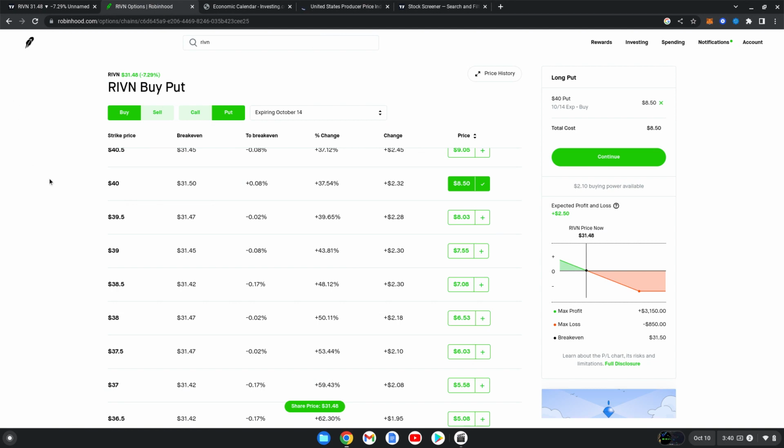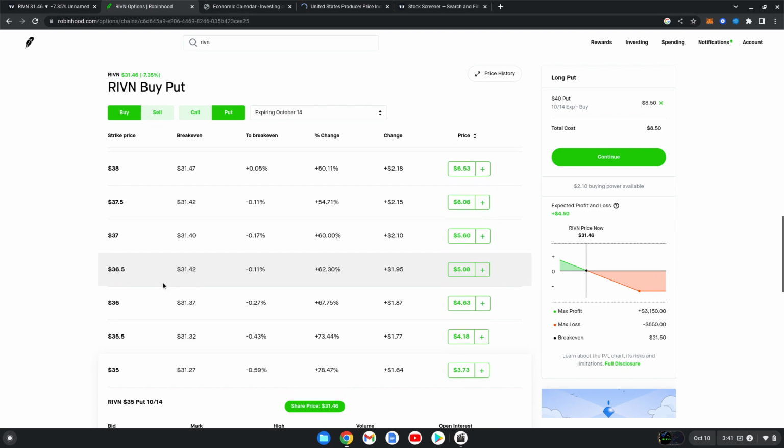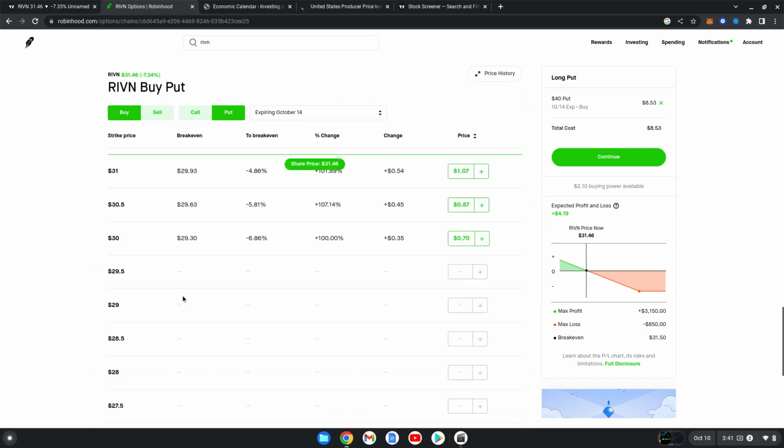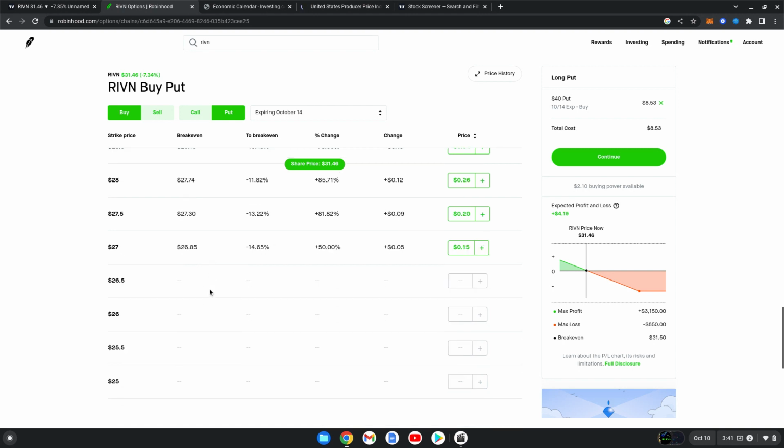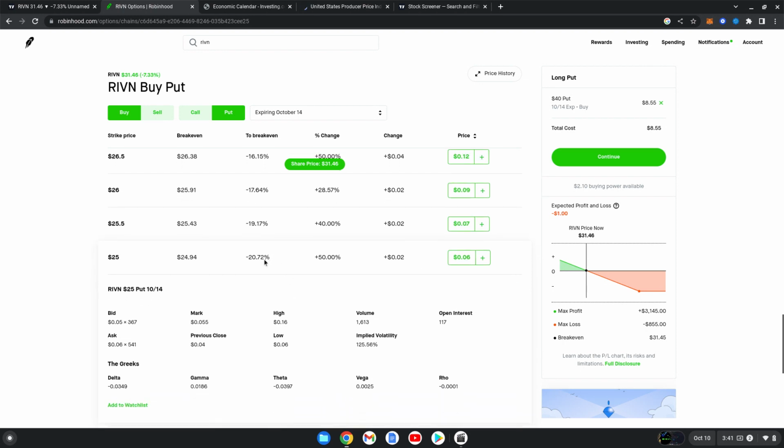So our price is, we'll say $31.50. And just say you say to yourself, I think it's going to go down to $25. So you go to buy Rivian puts that are expiring next Friday or this Friday. And I think it's going to go down to $25. When you go down to $25, we see this only costs 6 cents. But why is it so cheap?